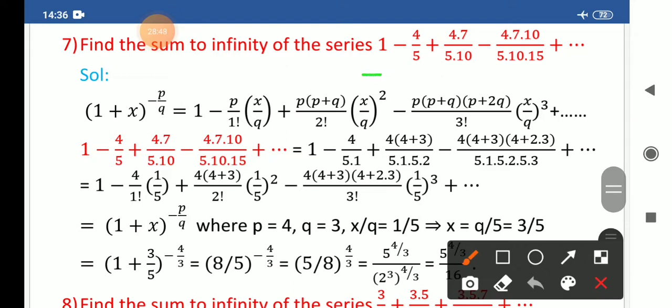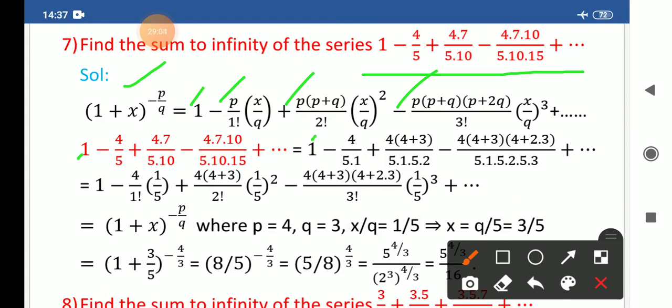Now observe this. The signs are minus, plus, minus, plus, minus, plus, so it is 1 plus x power minus p by q, with alternating plus and minus signs. In the same way, here 1 is given. This is our problem. Write 1, minus 4 by 5. We write this 5 as 5 into 1. This is 5 into 1, into 5 into 2.